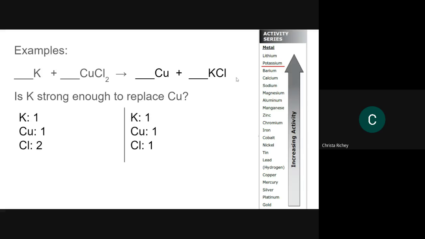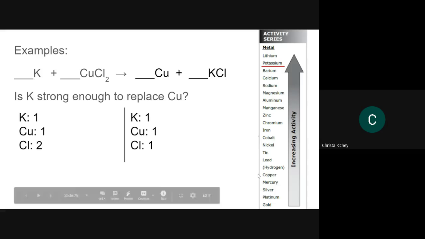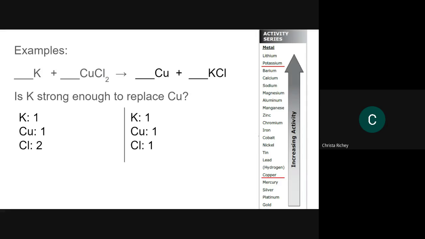But potassium is here. Copper is down here. Who's the stronger element, the potassium or the copper? Who's higher up? The potassium's higher up. The higher up you go, the stronger it is. So if potassium is stronger than copper, is it going to steal its chlorine? Yes. It has to be higher up to kick out the one that's further down. So this will have a reaction that occurs.